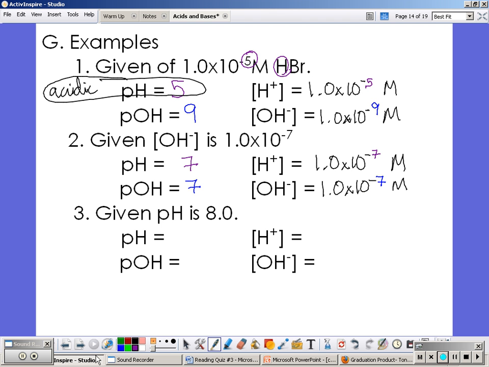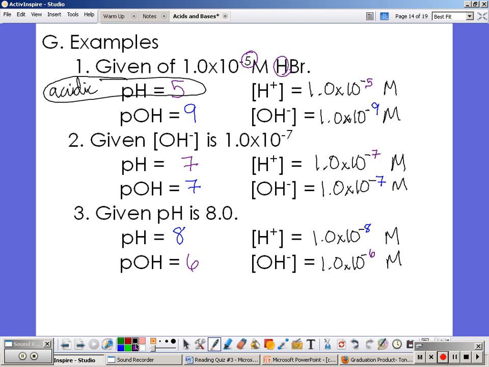In number 3, I'm given the pH of 8. Well, I know that my concentrations have to start off as 1 times 10 to the negative something, and it's measured in molarity. So if my pH is 8, then my exponent for H is 8. Well, 8 plus 6 is 14. So my pOH is 6, which means my hydroxide concentration is 1 times 10 to the negative 6.